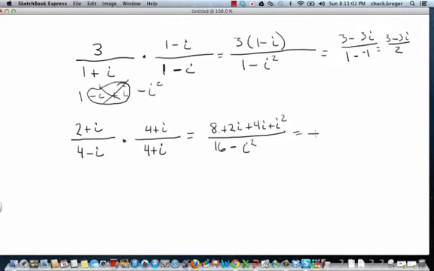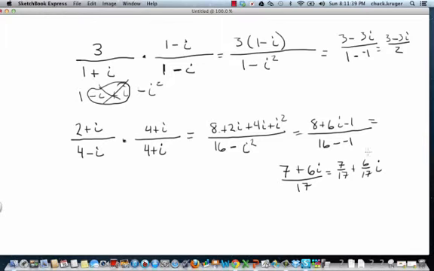Down here on the bottom, I get 16 minus a negative 1. And up here I'll get 8 plus 6i minus 1. So my final answer is 7 plus 6i over 17. Notice I write it in complex form over 17. Now I'm perfectly happy with this. You're going to see the book write it like this: 7 over 17 plus 6 over 17 i, because that is truly in complex form, where you have a real part and an imaginary part.